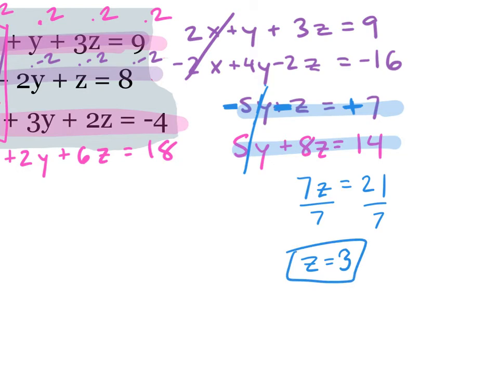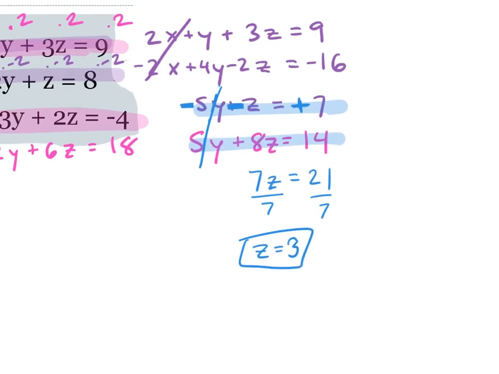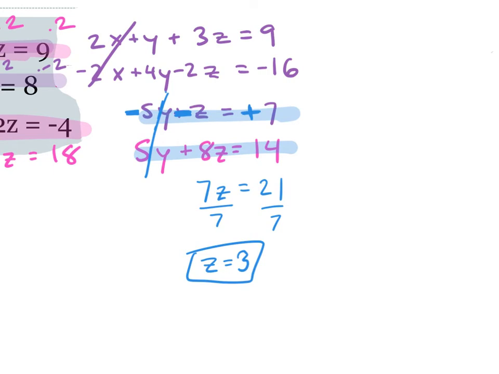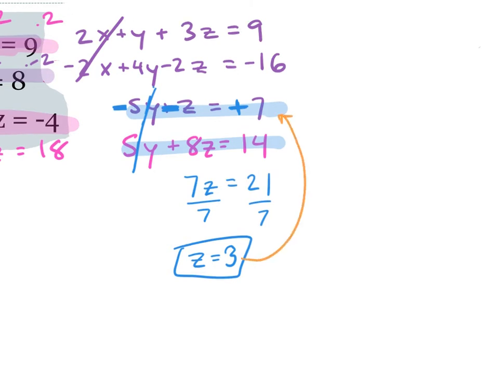All right, so we got one variable. How do we find the next? Plug it into one of those two equations that we had. Which one do you want to plug it into, the first or the second? The first. Doesn't matter. Either one, as long as we're plugging it in for z. So we can plug it into the first.